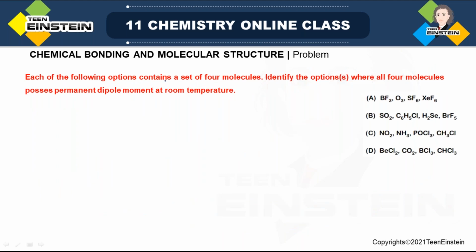Each of the following options contains a set of 4 molecules. If you look at options A, B, C, D, in each option there are 4 molecules and none of these molecules are repeated. So basically 4 into 4, a total of 16 molecules are there. Identify the option or options. It may be more than one. So you have to choose those options where all 4 molecules possess a permanent dipole moment at room temperature.